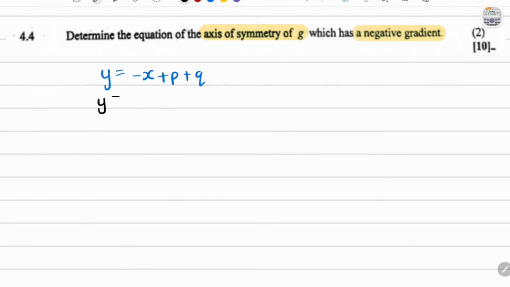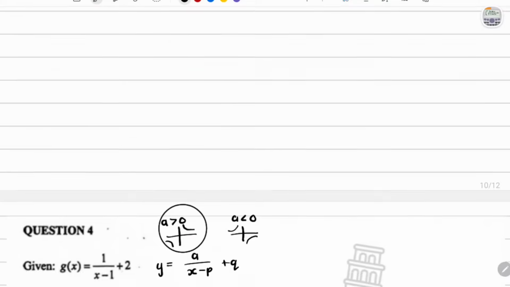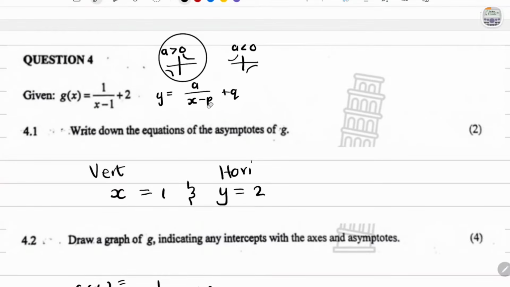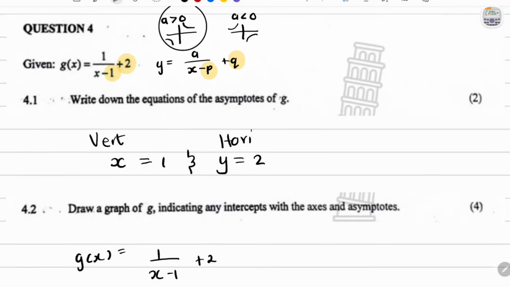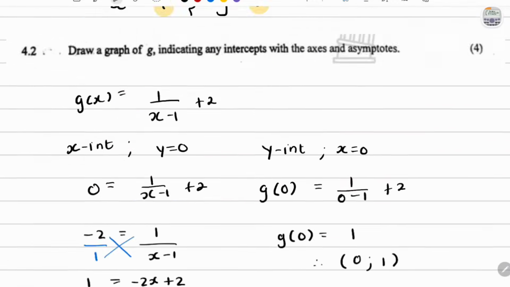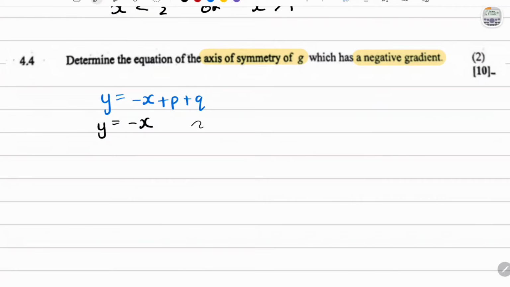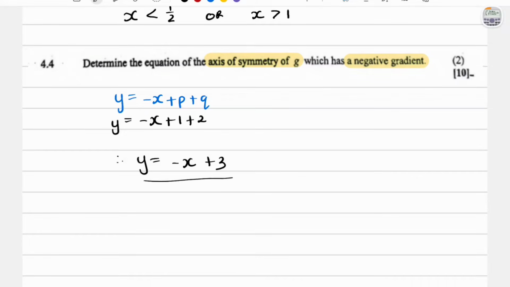So let's go ahead and fill this in. So y is equal to negative x. And what is p and q? Well, we knew those values already from our asymptotes. You see that this is p here and this is q. Meaning, you see it says x minus p, x minus 1. So p is 1 and q is 2. Just like in your vertical and horizontal asymptotes. So we're just going to say we have plus 1, which is p, and plus 2. So your equation is just y is equal to negative x plus 3. That is the equation of that axis of symmetry. Okay, and that is it for question 4. And then we move on to question 5.